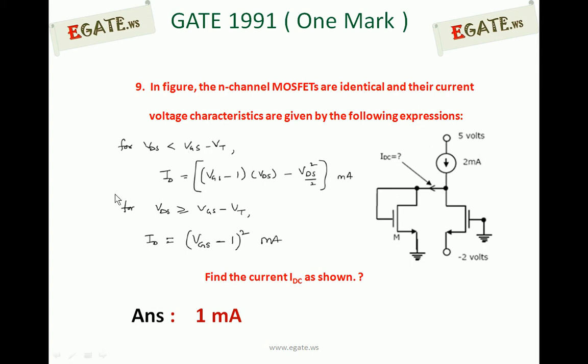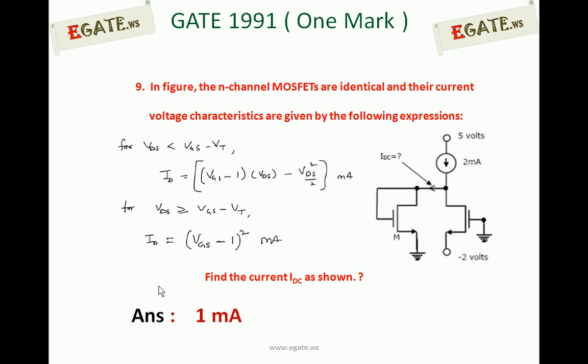If you clearly observe these equations, VDS less than VGS minus VT for any N-channel MOSFET is the condition for the active, linear or triode region. Whereas VDS greater than or equal to VGS minus VT is the condition for saturation or constant current region. So what was given is which drain current equation should be used whenever the transistor is in the linear, active or triode region, and whenever the transistor is in saturation or constant current region.